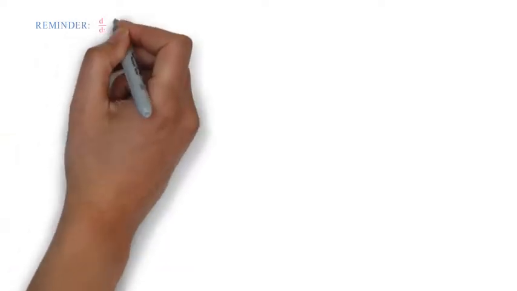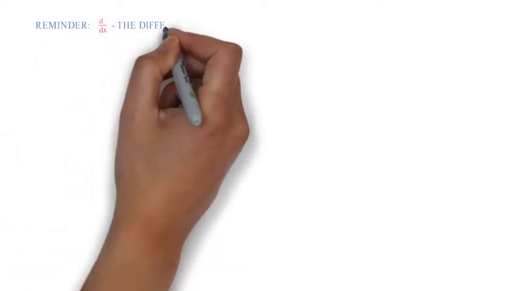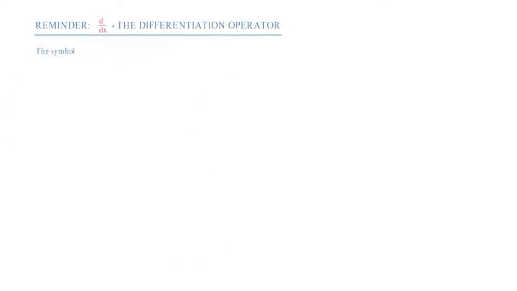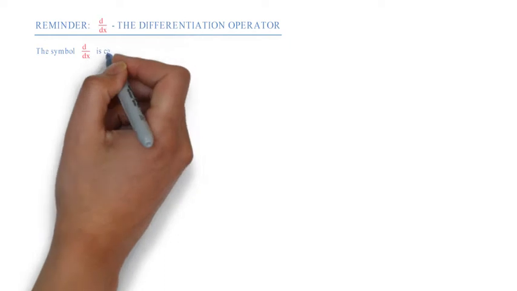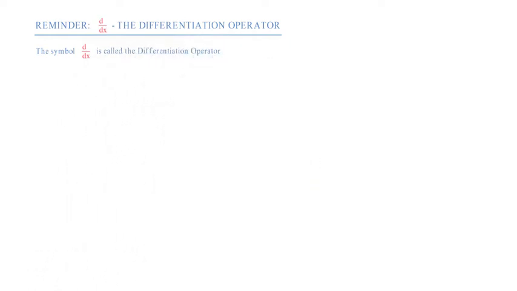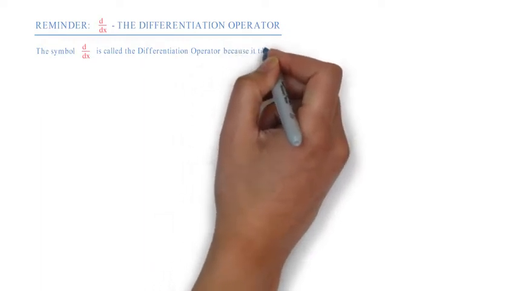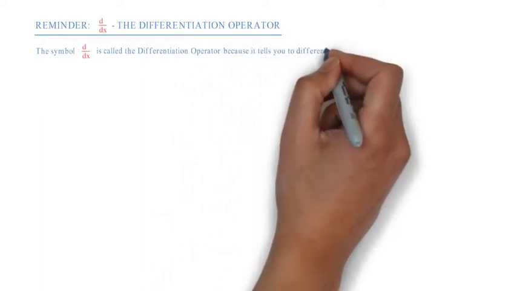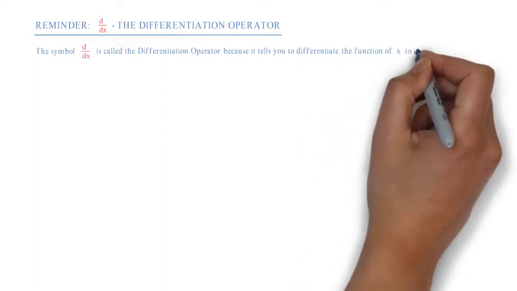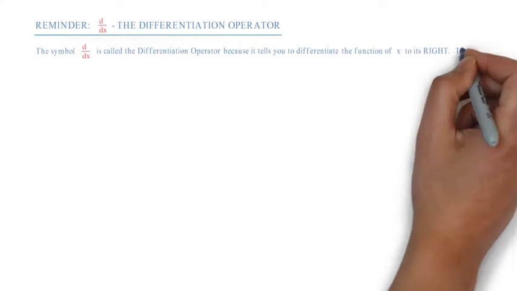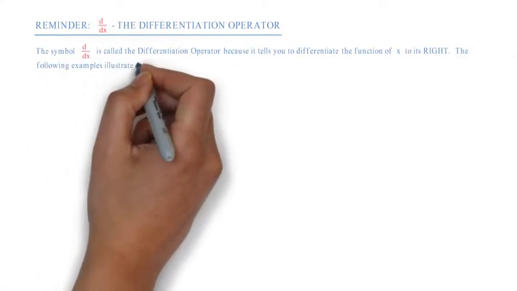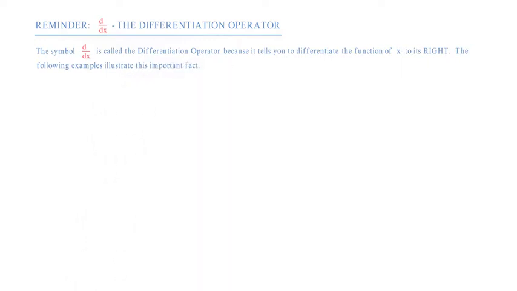Reminder: d/dx, the differentiation operator. The symbol d/dx is called the differentiation operator because it tells you to differentiate the function of x to its right. The following examples illustrate this important fact.